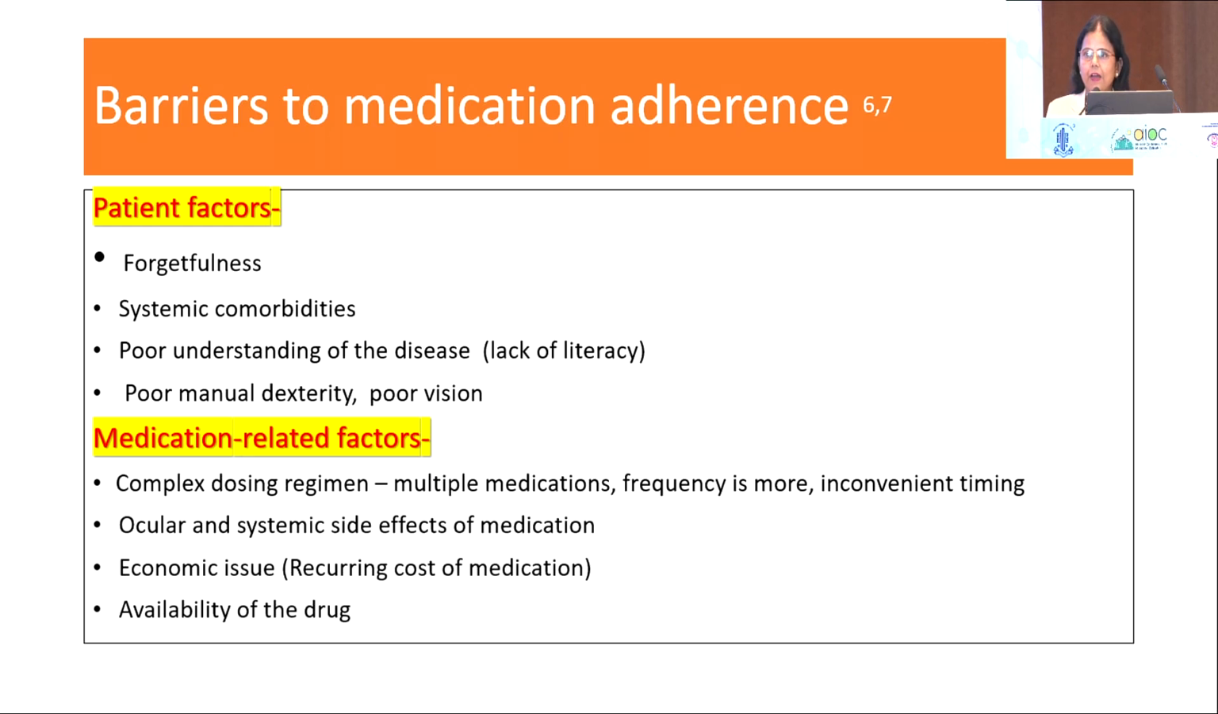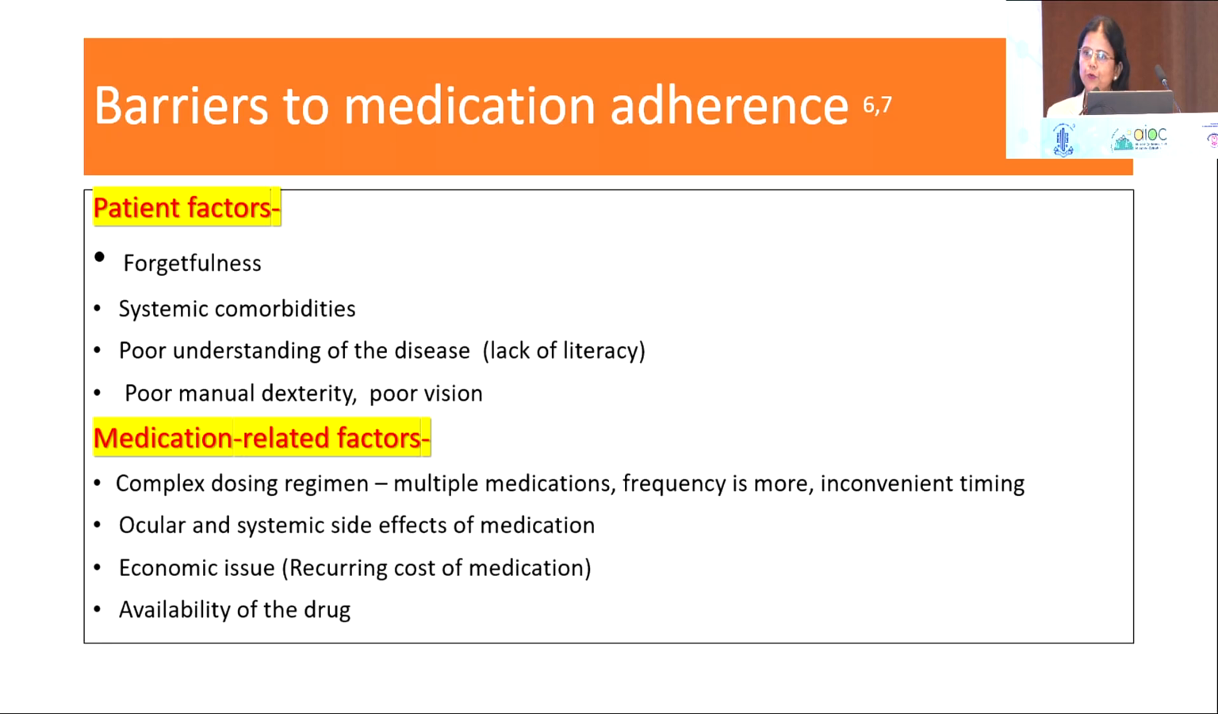So what are the patient factors? Could be forgetfulness. The patient forgets to put the drop. The regime is so complicated, they forget when to put which drop at what time. Or the patient may have systemic comorbidities along with glaucoma, like diabetes, hypertension, or cardiac issues. So the patient has so many medications to take that the patient doesn't follow the regime, or the patient doesn't understand the disease.